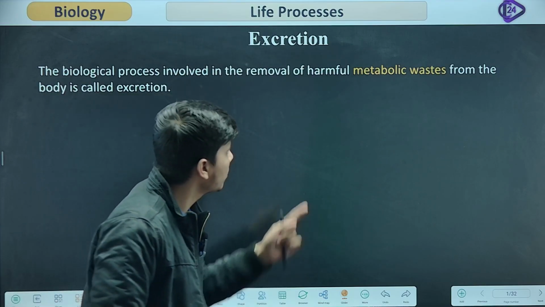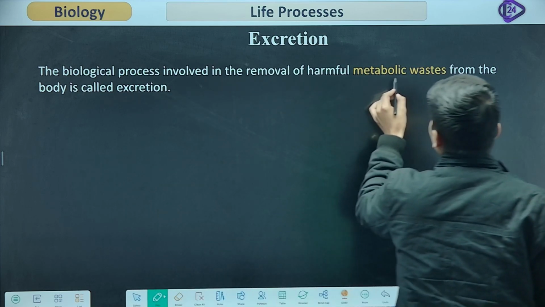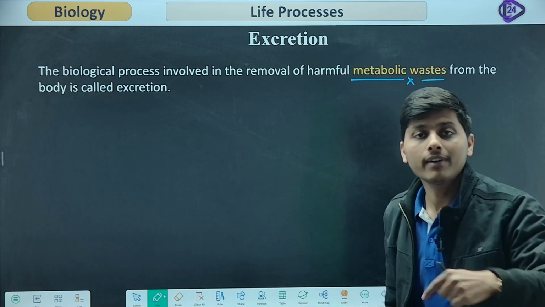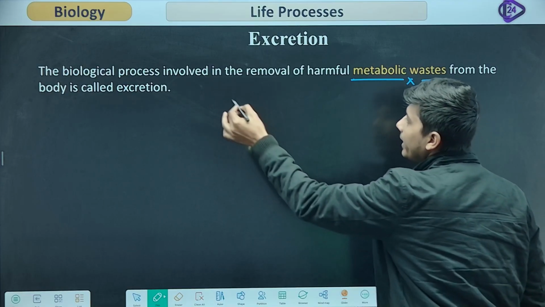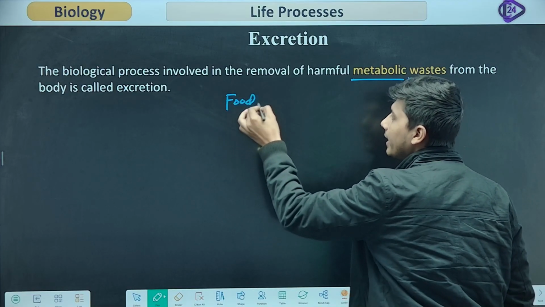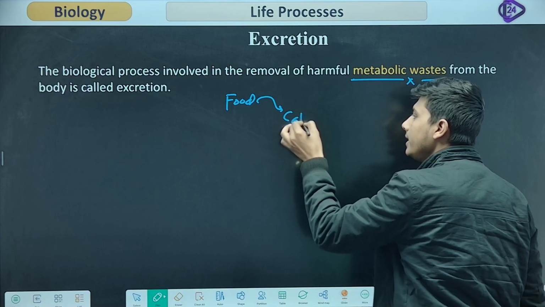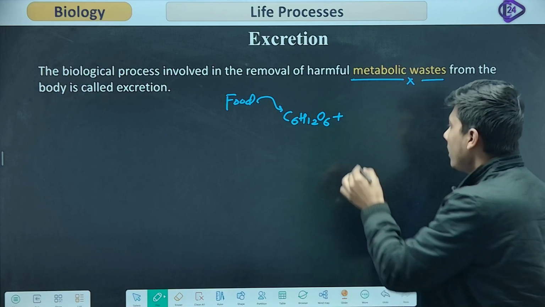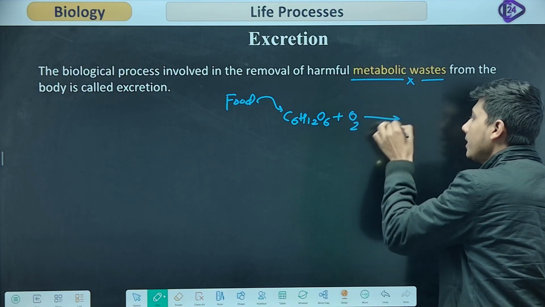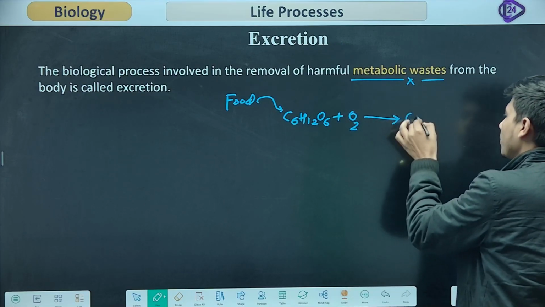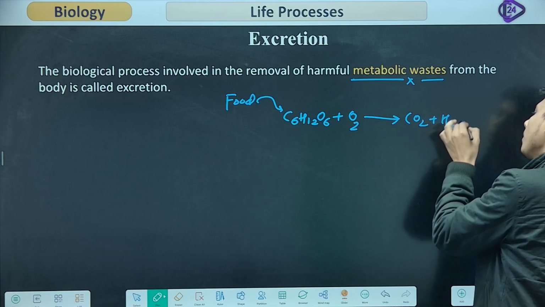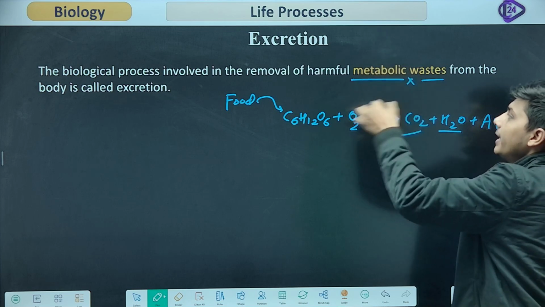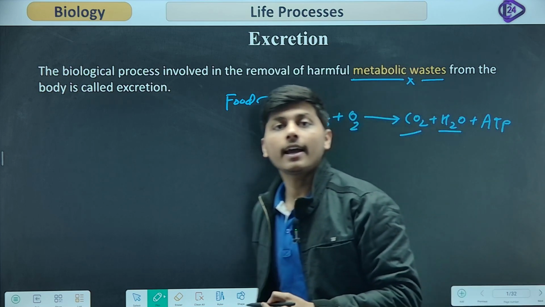Now the question arises, what is a metabolic waste? The waste generated by our metabolism. The food we intake is converted into glucose, C6H12O6. Then it meets oxygen in our blood, and it breaks down into CO2 plus H2O plus ATP. And this CO2 and H2O generated by our metabolism is considered a waste.